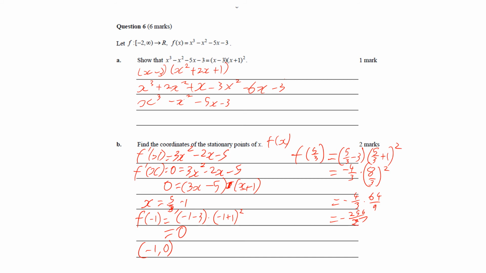Nice and simple, right? But it's way easier to do it like this than to have to cube 5/3 and then square 5/3 and then multiply it by 5 and then add on 3. So our overall coordinates are going to be 5/3, negative 256 over 27.